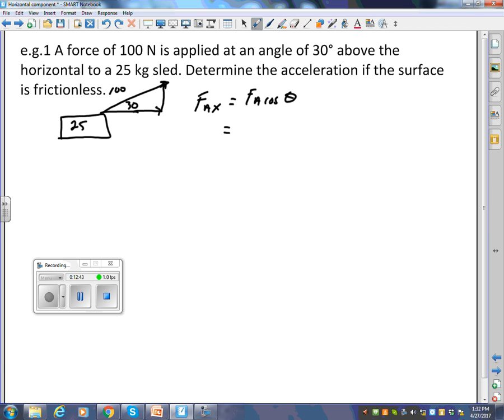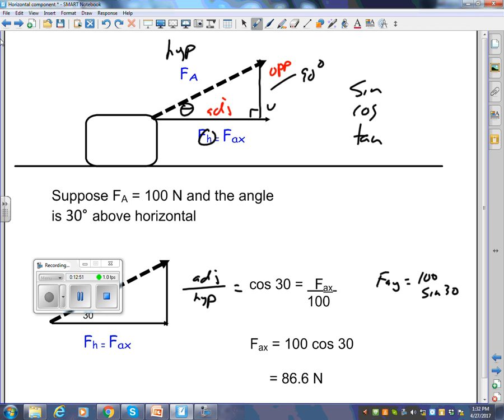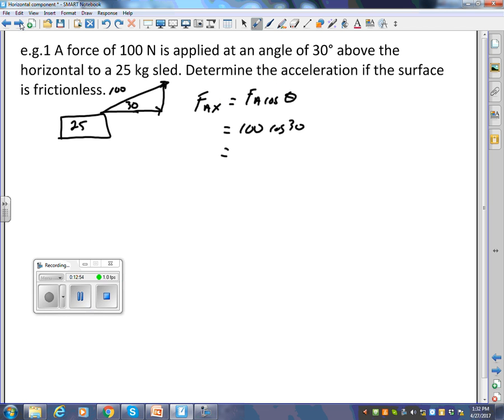Okay? So we got our 100 cos 30, and I think we've already worked that out, have we not? Yeah, 86.6. Cos of 30.